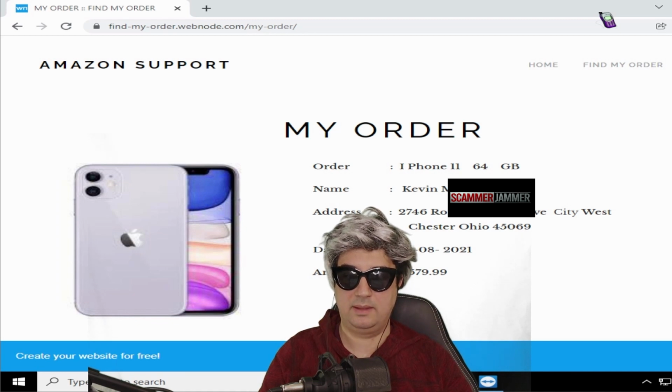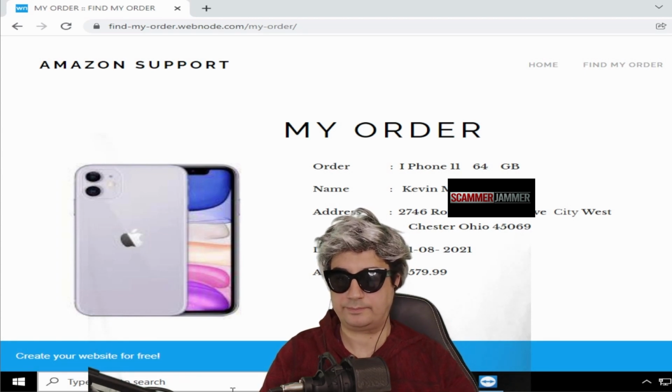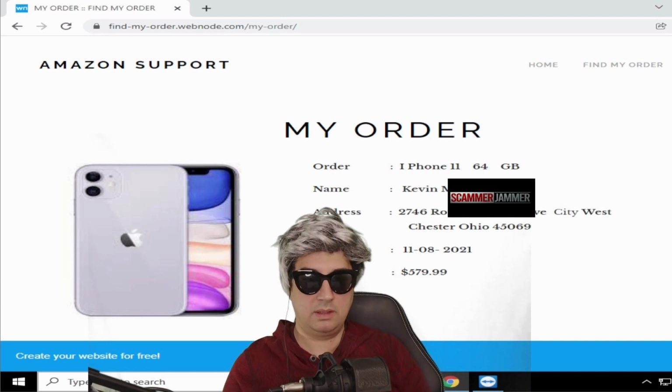Uh-huh. Okay, you can see your order details, right? That is an iPhone 11, 64 GB, and the name is Kevin, and the address is Westchester, Ohio. And the amount you can see there is $579.99. So do you recognize this order? This is yours? No, it's not. Okay. So you want to cancel this order and you want the money back, refund, right?